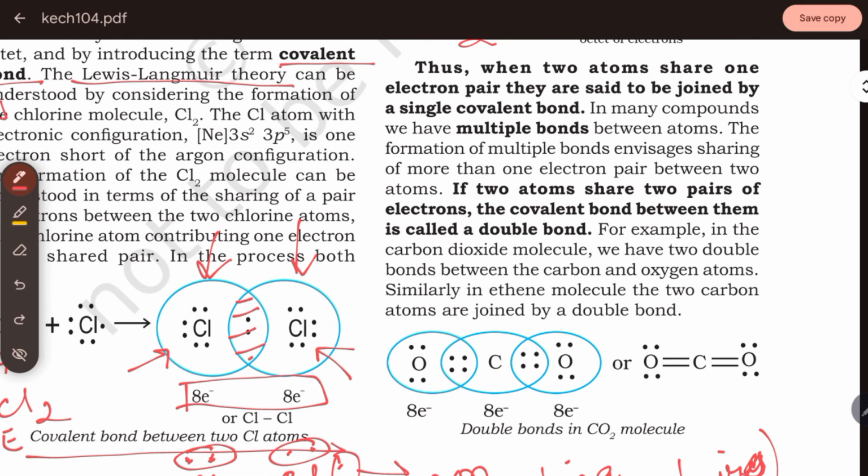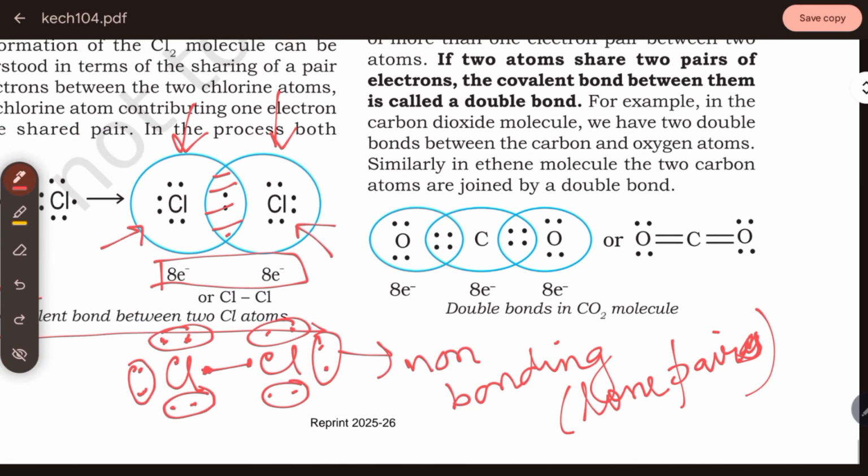I said O2 formation, I said N2 formation. Here we can see CO2 molecule. What is happening? Carbon has 4 electrons. So this is the 4 valence electrons carbon is having. Oxygen group 16, 6 valence electrons. This is 1 lone pair, second lone pair, 4 electrons. This is 5, this is 6. So 1 lone pair, second lone pair, 4 electrons, 5, 6.